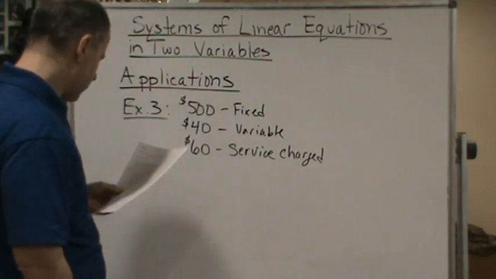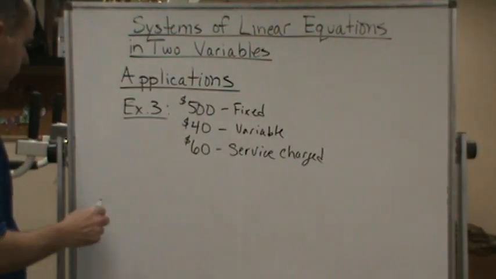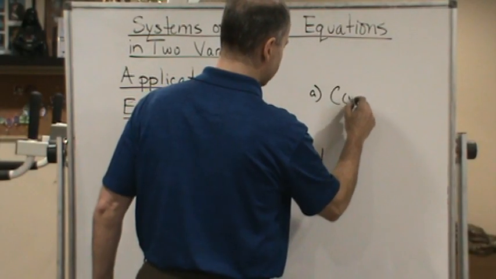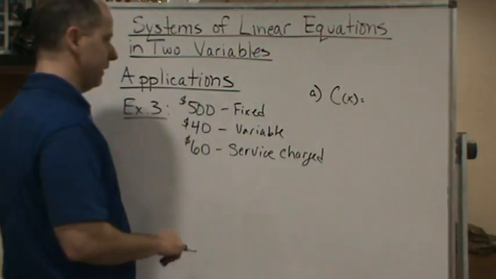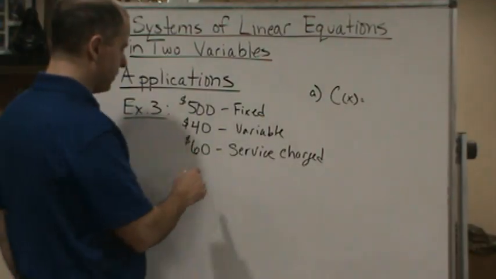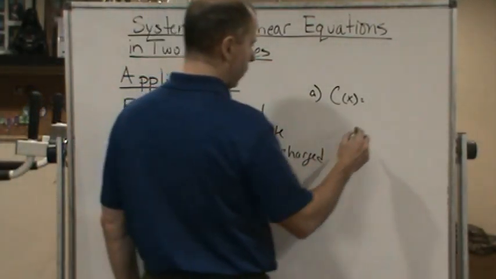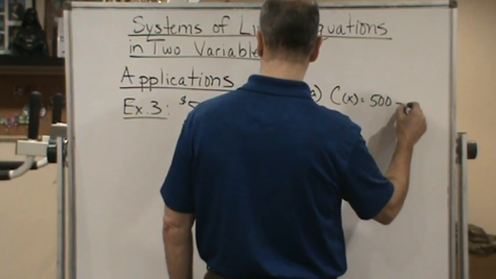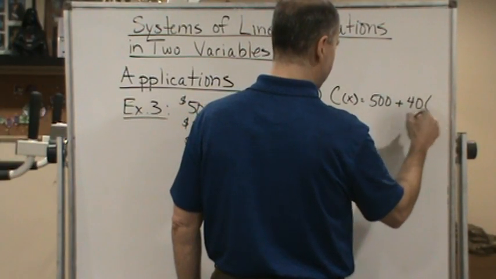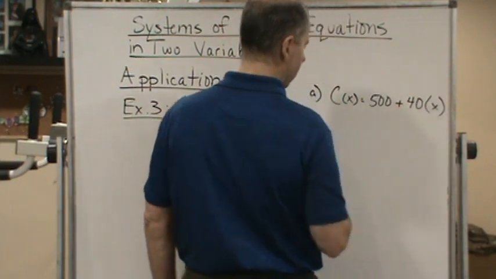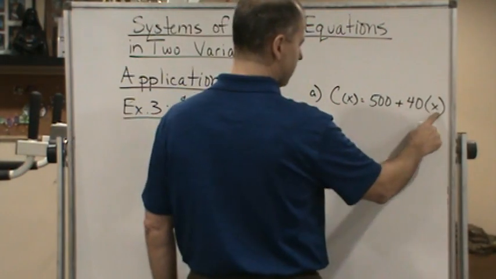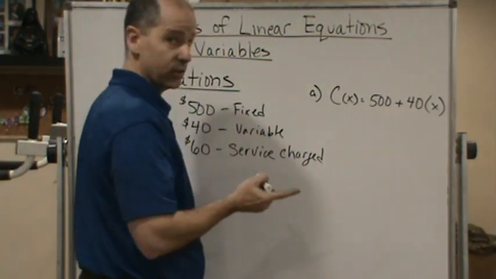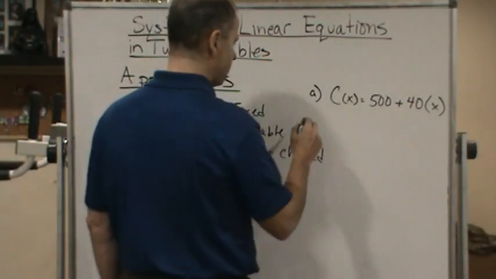Okay? So now the first thing is they want the cost function, right? So the cost function, C of X, that's going to be the cost. What are the two costs? The fixed and the variable. So the cost function is going to be the 500 plus the 40 that's based on the number of lawns that they do per month, right? So X is the number of lawns per month. This is going to give us your cost function. That's it. That's all they asked us to do.